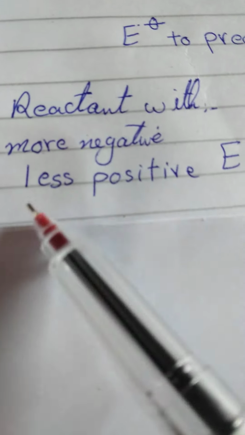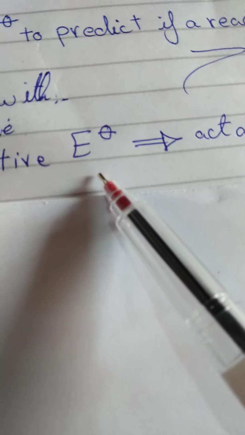If we have reactants added together, what do we do to know if a reaction will happen or not? First of all, we choose the more negative value for E standard, or the less positive, okay? The reactant with the more negative or less positive value for E standard will act as a reducing agent, which means it tends to lose electrons, or to be oxidized itself.